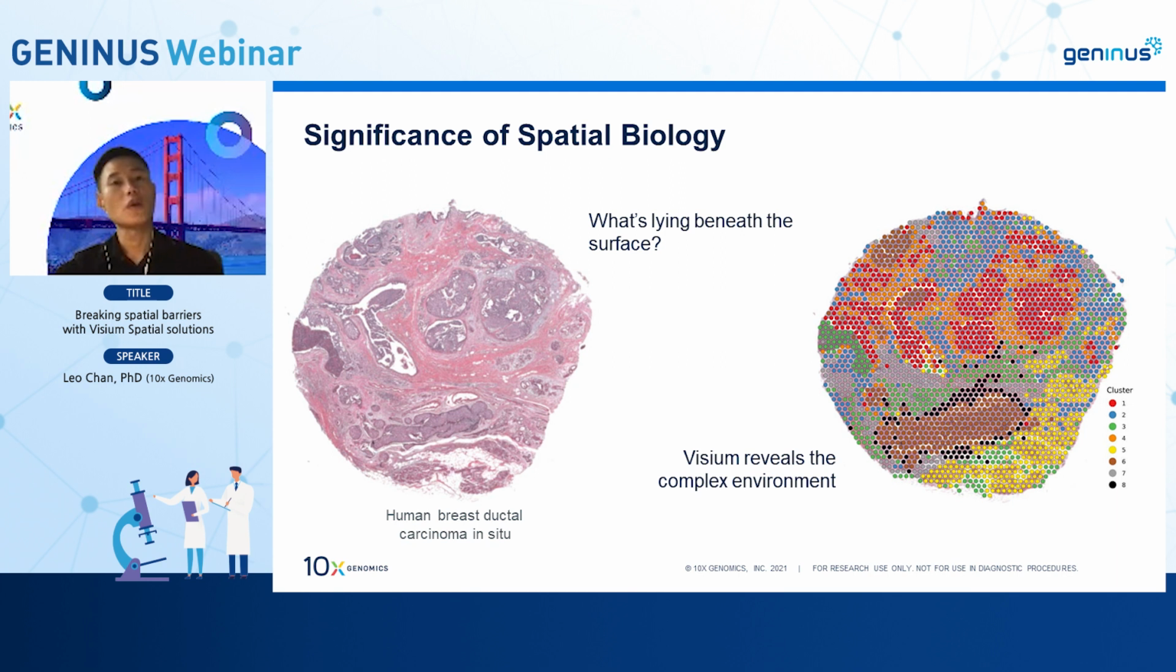But first, why spatial profiling analysis? Here, we are looking at a human breast ductal carcinoma in situ tissue sample. Its morphology on your left already gives away its complexity and heterogeneity. So what is the best way to uncover the tissue's complex environment?